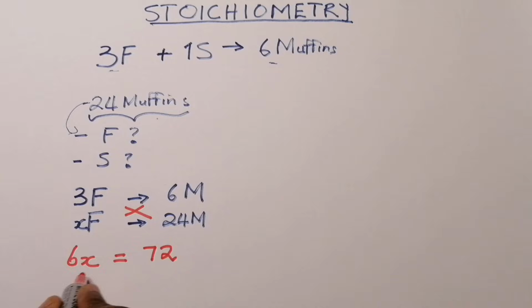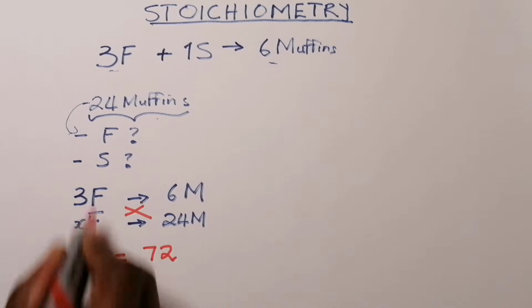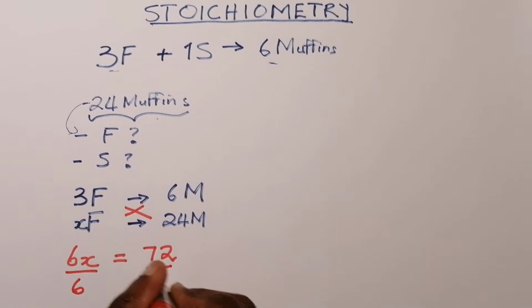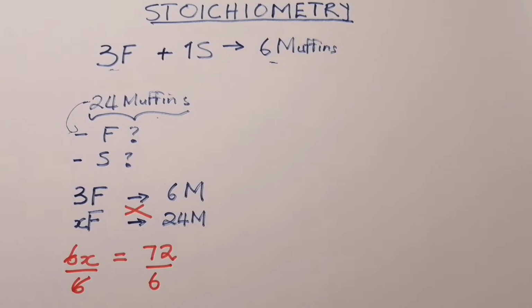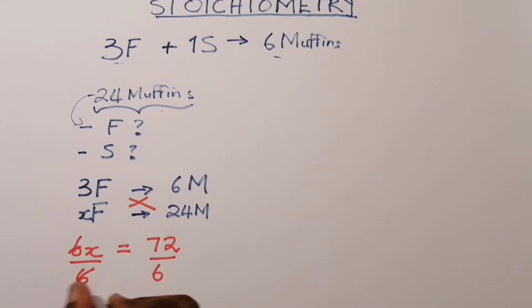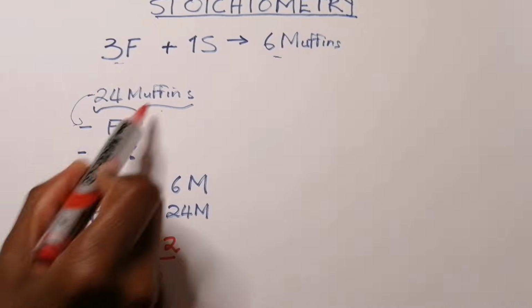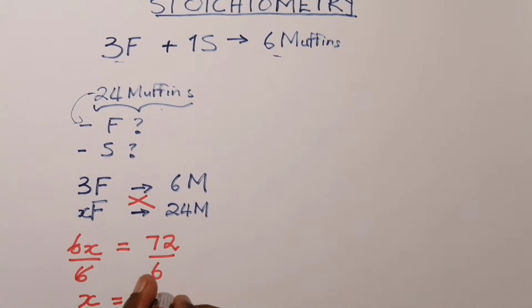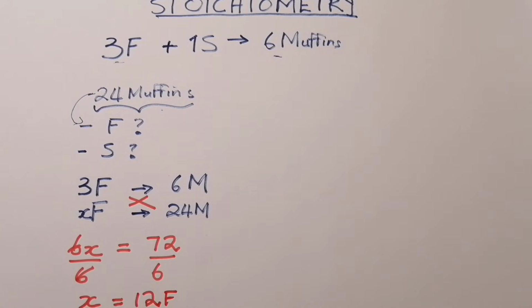Now, obviously, I want x, which is the amount of flour that I must have. So in this case, divide both sides by 6. And what do I get? I find out that x is equal to 12. So it means in order to produce 24 muffins, I need 12 cups of flour. So this represents the amount of flour. Does that make sense, ladies and gents? I hope that you are following.